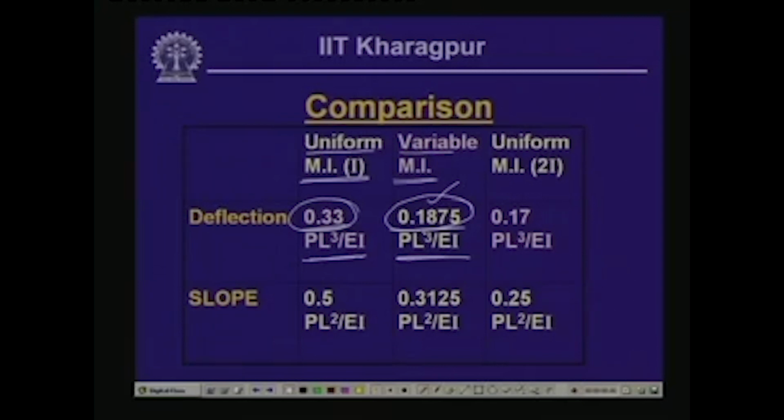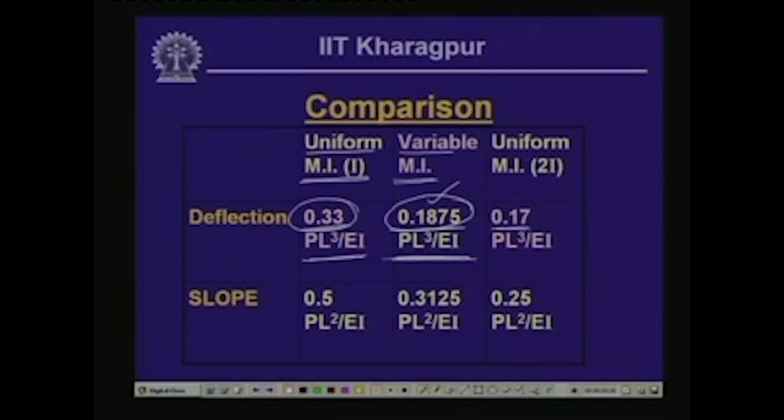Now, if instead of making 50% as twice the moment of inertia, we would have made the whole beam with a moment of inertia of 2I, that means we provide a larger section throughout the length of the beam, then the value of the deflection we get is 0.17 PL cube by EI, which is half of the value when you have I. Now, if you notice over here, the change from where we have variable moment of inertia over half of the length to where we have the full length as twice I, the difference is not much.